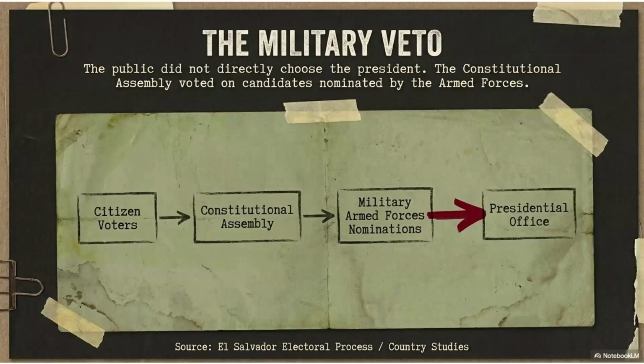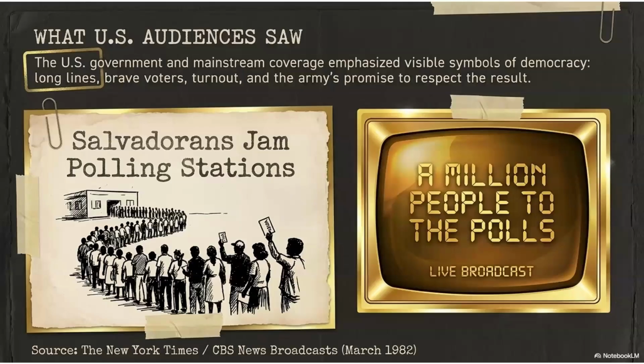This is important because a managed election can look democratic while preserving real power behind the scenes. So the issue is not that nothing happened. The issue is that the election happened within limits already set by the armed forces.